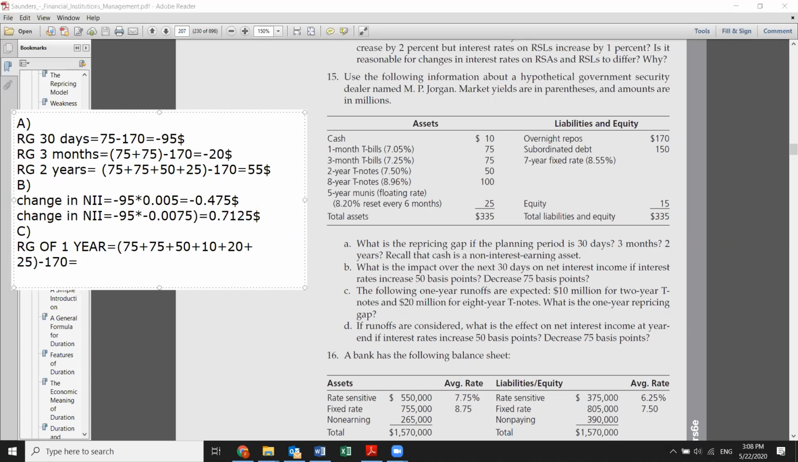I have a question. Yes. Why don't you take 100 then? 8-year T notes. No. We are taking only those that have been mentioned here, the 2 years and 8 years T notes, the 10 million and 20 million. They will be running off only for 10 million and 20 million within the year. But the rest shouldn't be included. We are repricing only for 1 year.